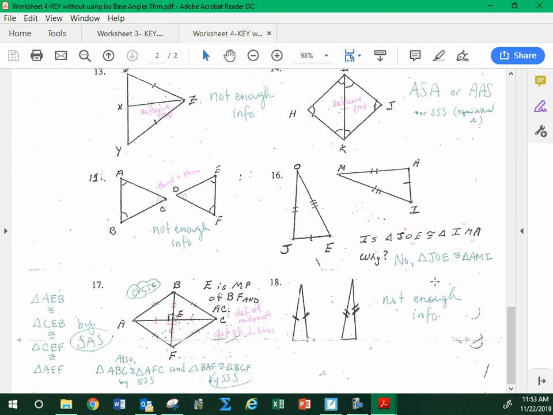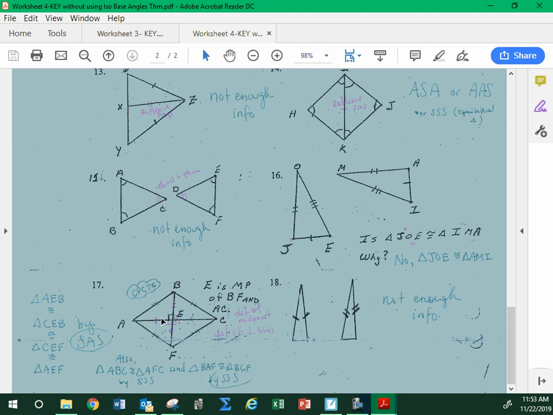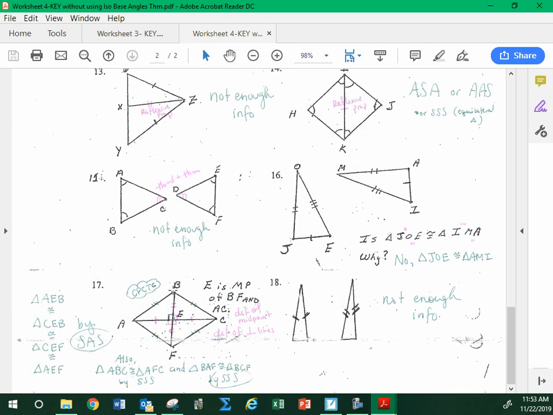And then number 17, we actually had that all 4 sets of triangles here were congruent. And so that was by side, angle, side, because they gave us midpoint and they gave us the perpendicular. But if you go back through, so that's these guys here. If you go back through and fill in your CPCTC, we can actually show that this top triangle ABC is congruent to this bottom triangle AFC. And then the left triangle ABF is congruent to the right triangle CBF.